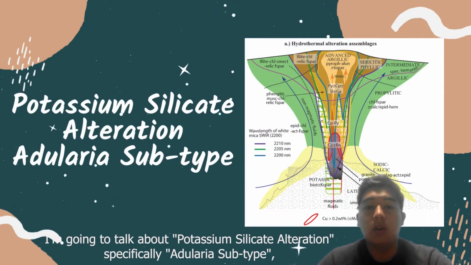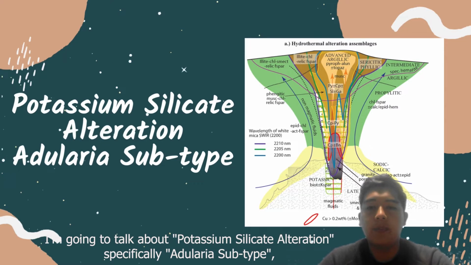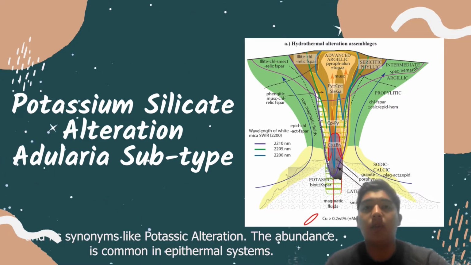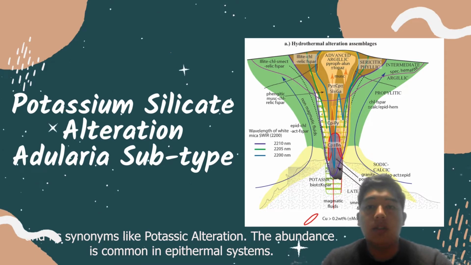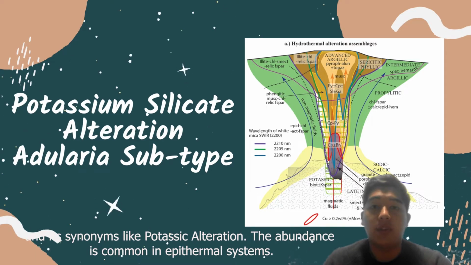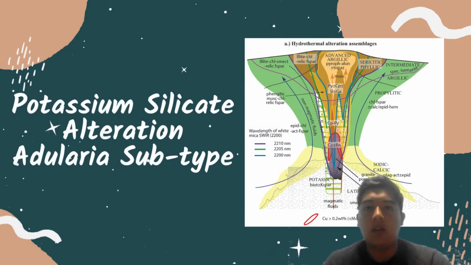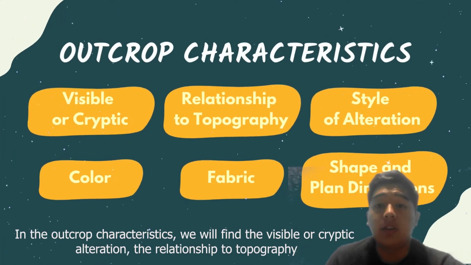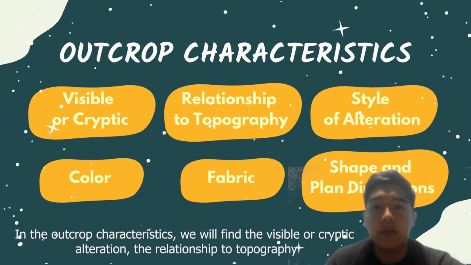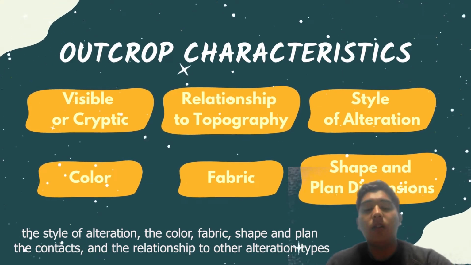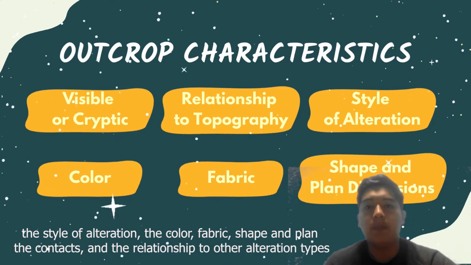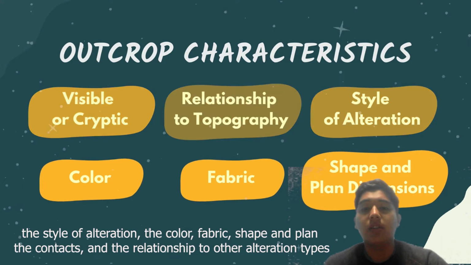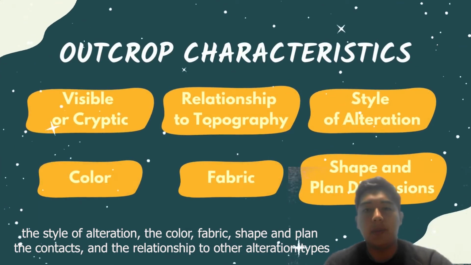I'm going to talk about potassium silicate alteration, specifically the adularia subtype, and its synonym, potassic alteration. The abundance is common in epithermal systems. In the outward characteristics, we will find the visible or cryptic alteration, the relationship to topography, the style of alteration, the color, the fabric, shape and plane dimensions, the contact, and the relationship to other alteration types.